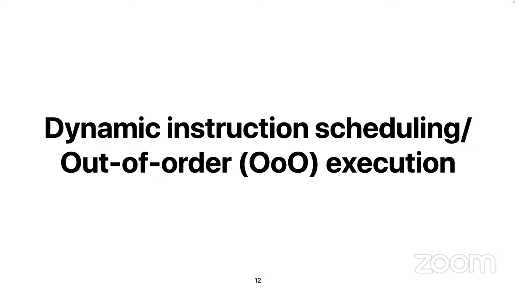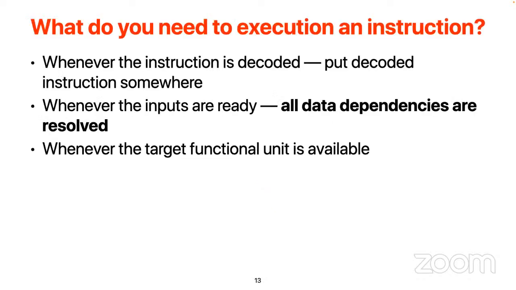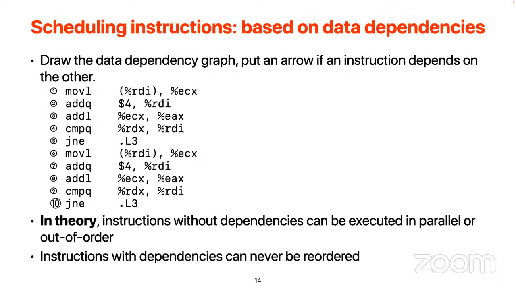So that's why we come up with dynamic instruction scheduling, out of order execution, right? So this is not some kind of smiling face. This means out of order. I know this looks fun, right? Okay, so this is what we need to do whenever we execute an instruction, right?